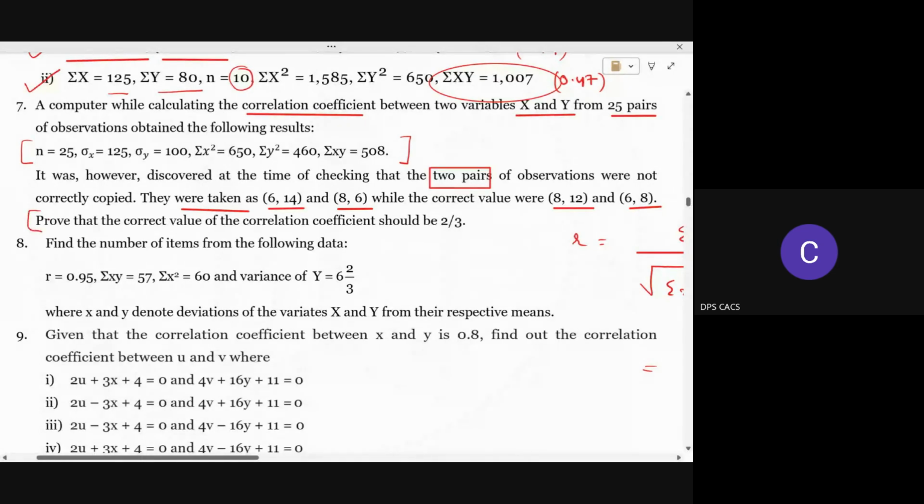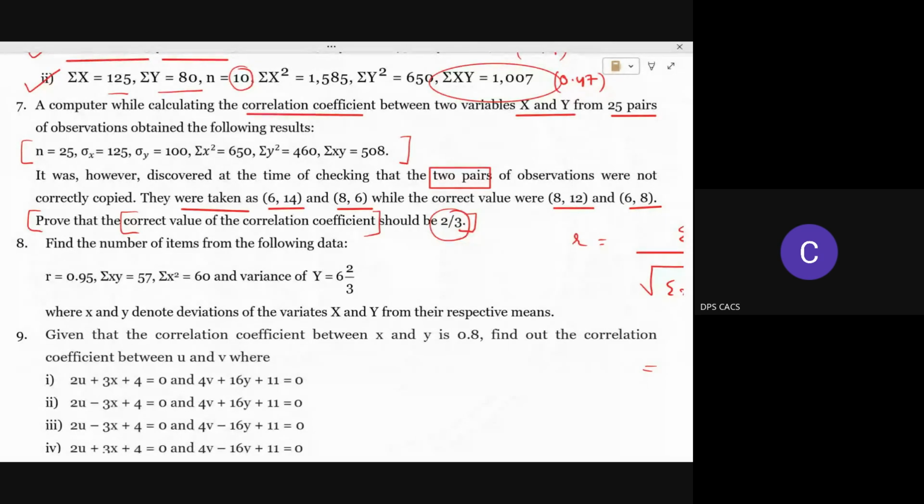And then prove that. Obviously they cannot ask me to prove that in exam. It can come in BCom. But they will ask me to find the correct value of correlation coefficient. And 2/3 will be there in the option. To prove that question cannot come in an objective paper. What they'll ask you is, find the correct value of correlation. Answer will be 2/3 given in the option.